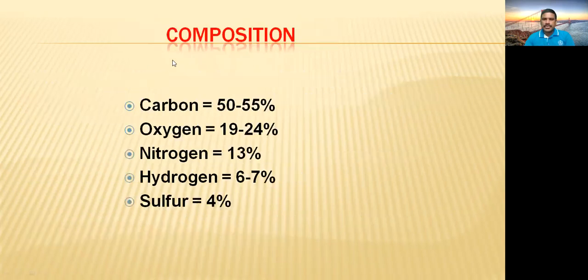And coming to the composition of proteins, proteins have five types of elements in them: carbon, oxygen, nitrogen, hydrogen and sulfur. Carbon will be around 50 to 55% in the proteins, and oxygen percentage would be around 19 to 24. Nitrogen will be 13%, and hydrogen's part will be around 6 to 7%. And sulfur will be in 4% quantity.